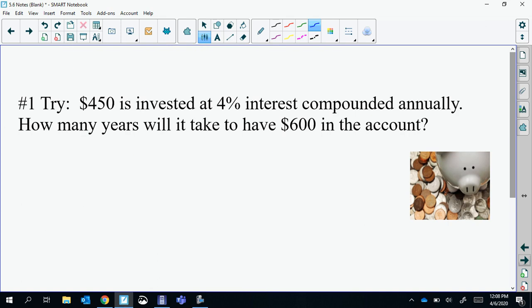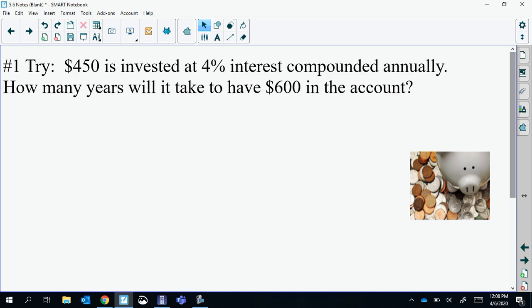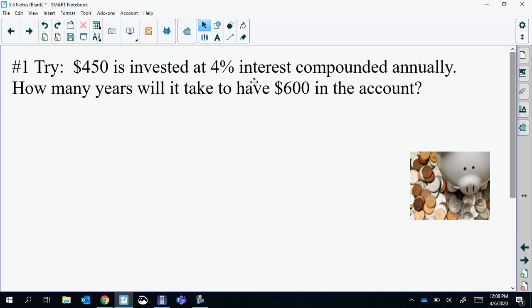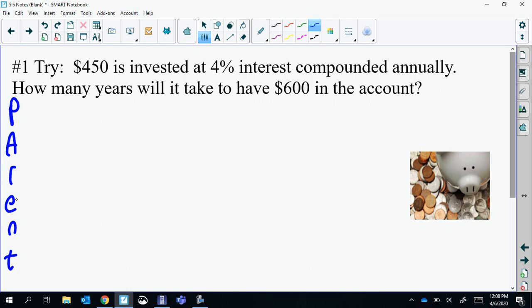All right, same sort of problem. Again, start with our word problem. And again, we're not using E yet, so we can get rid of that. 450 is invested, that's our P. 4% interest, that's our R, 0.04. Compounded annually, so N equals 1. How many years will it take to have $600?